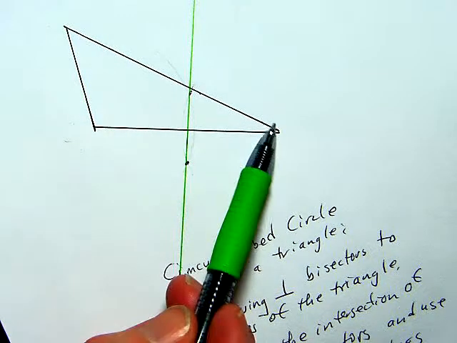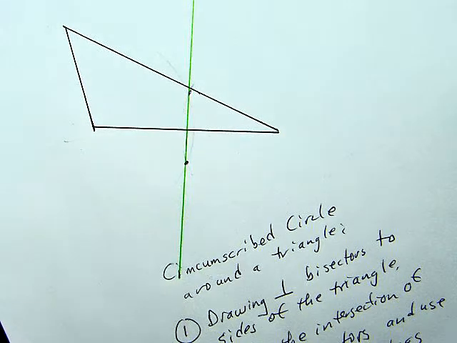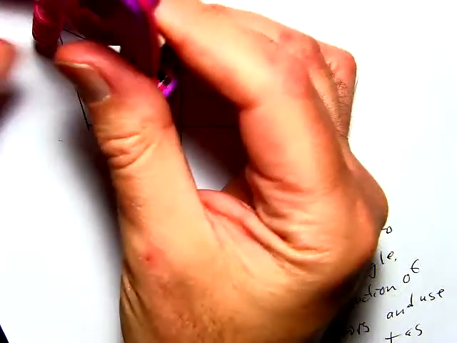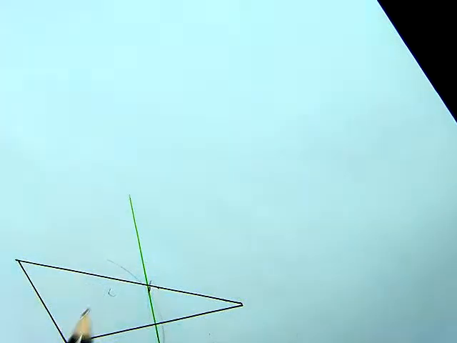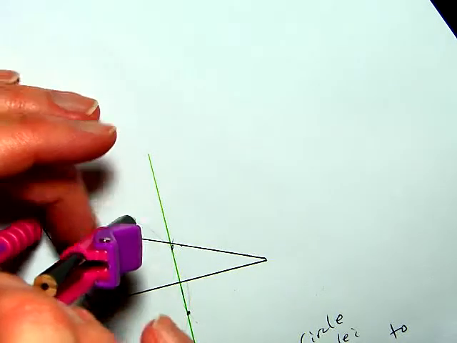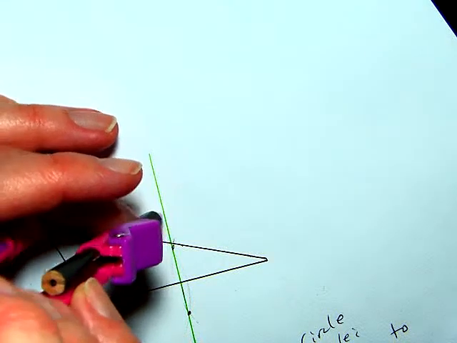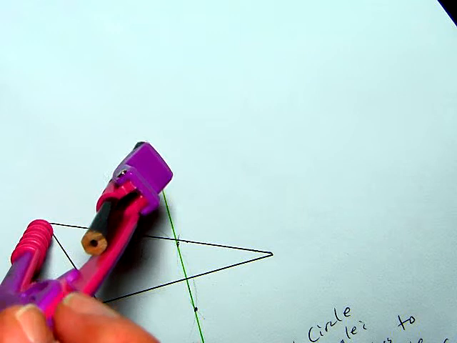Next, I'm going to go to this line over here with this end and this end. So I'm going to take my compass one more time, and I'm going to place the sharp point. Try to do it again on an angle. I'm going to place the sharp point at this vertex here. Okay, and I'm going to have to make it a little bit wider for this particular side because I want to make sure I'm past the midpoint. And I'm going to go ahead and draw my arc.